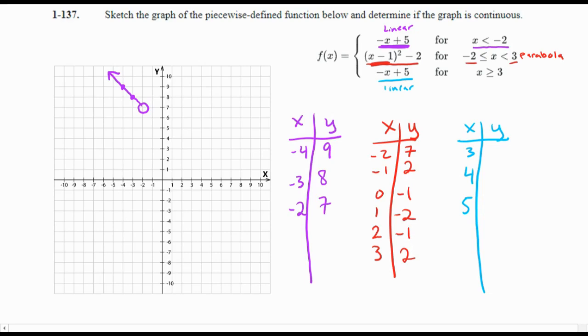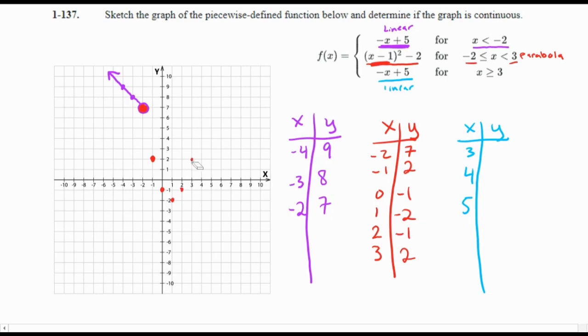So again, I'm going to plot these points. I got -2, 7. What I notice is that it's got like a little puzzle piece here. I fill in this one here because it lands on the same spot. This helps me know that at this point it is continuous because they connect. What is that? -1, 2, 0, -1. And here, 1, -2. Yeah, good. And 3, 2.